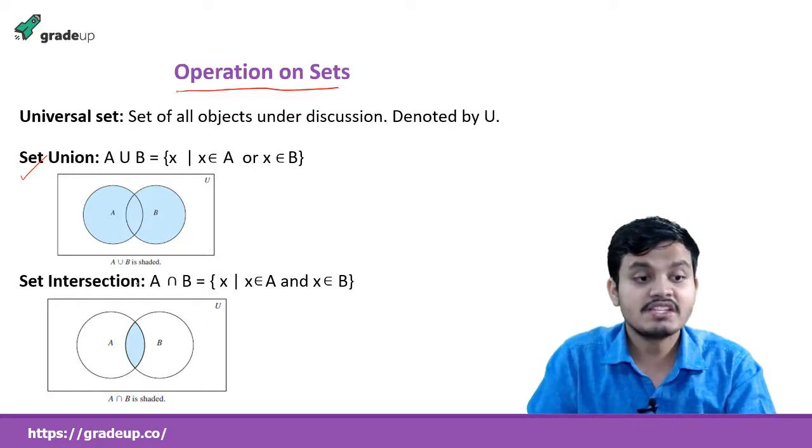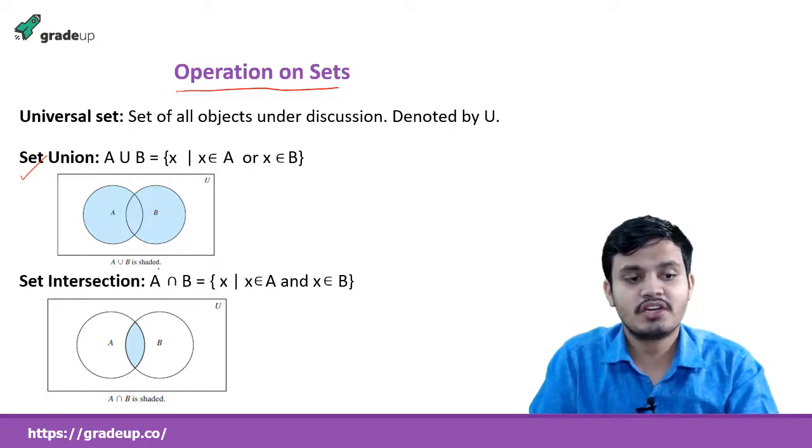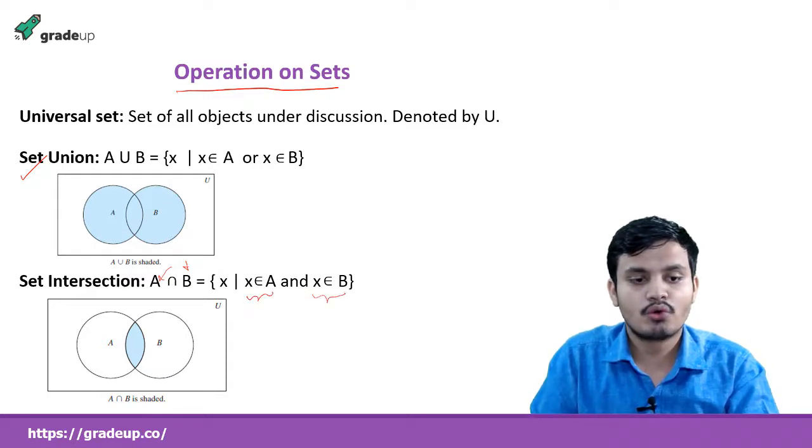Set intersection. Intersection means that the element should be present in both set A as well as in set B. How is it represented? X such that X belongs to A and X belongs to B. So in this way we represent it. See, this is set A, this is set B, and the intersection of both is this shaded area.